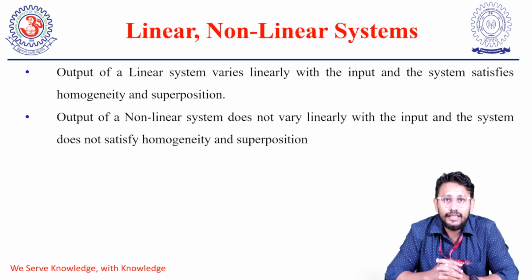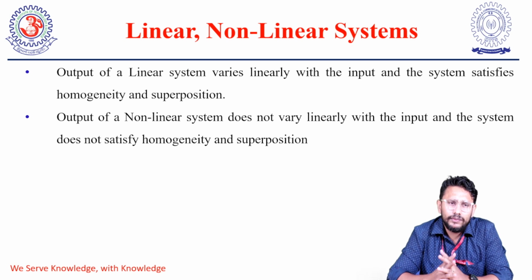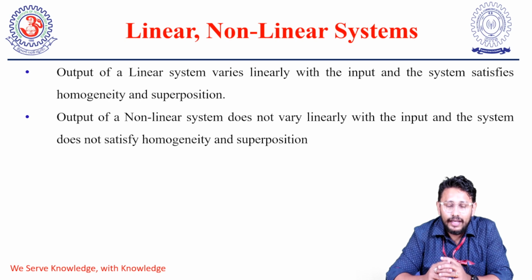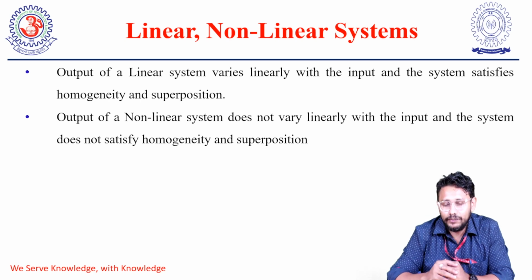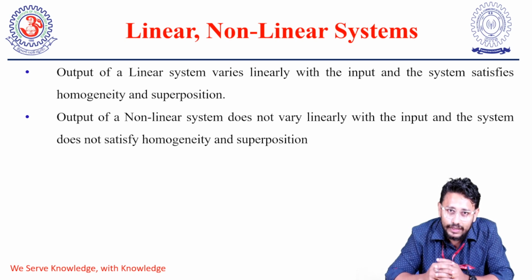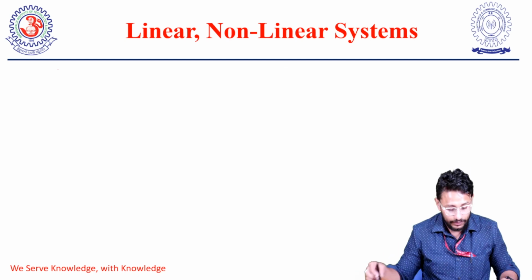Suppose we see linear and nonlinear systems, based on linearity, basically. The output of a linear system varies linearly with the input. In other words, we can say it satisfies homogeneity and superposition. Whereas a nonlinear system doesn't vary linearly with respect to the input, and it doesn't satisfy homogeneity and superposition. Now, I can show you this with an illustration over here.